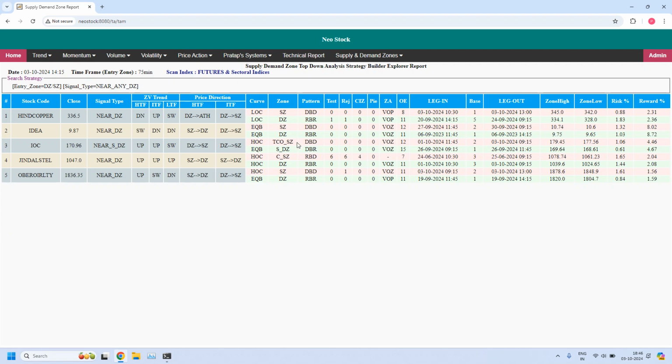5 stocks are filtered. Let us check any high liquidity zones. We have IOC. It is a high liquidity 75 minutes demand zone. That's it. We have identified only one high liquidity 75 minutes demand zone from this list.